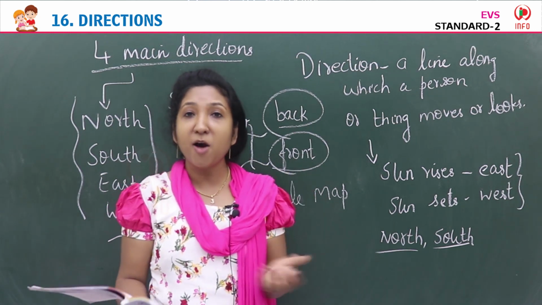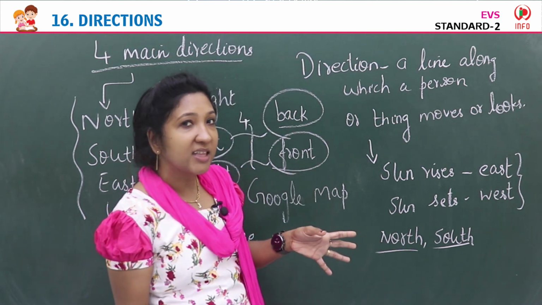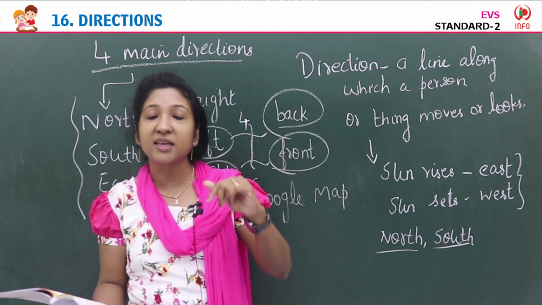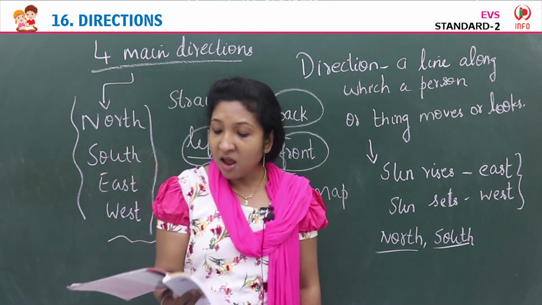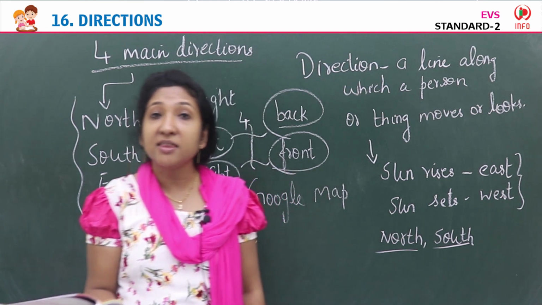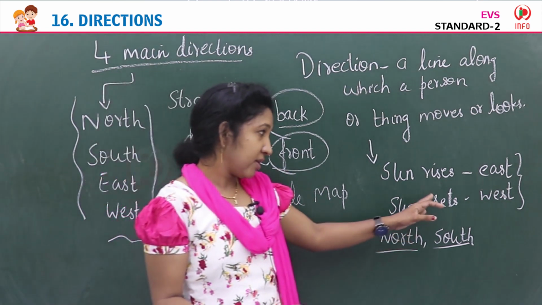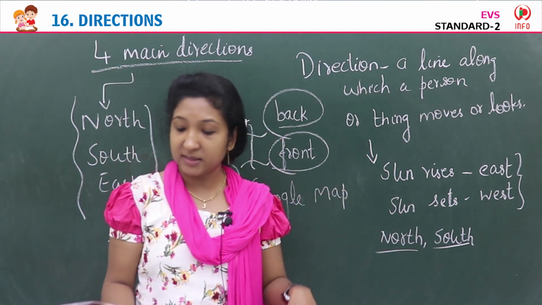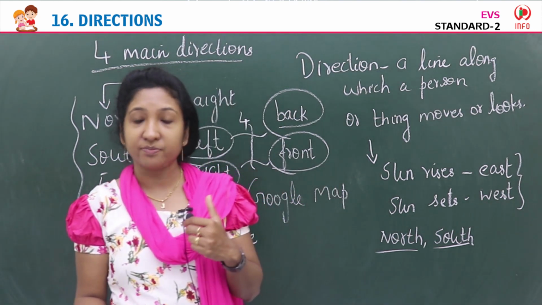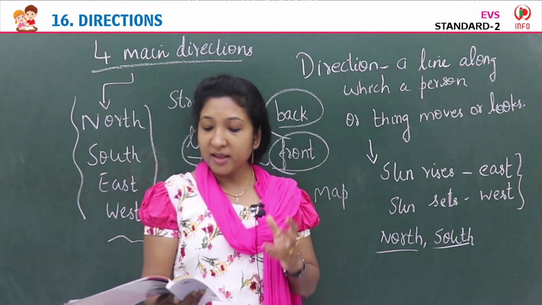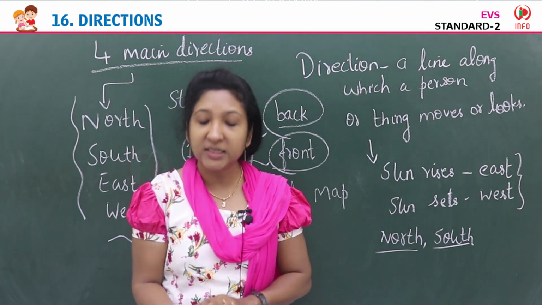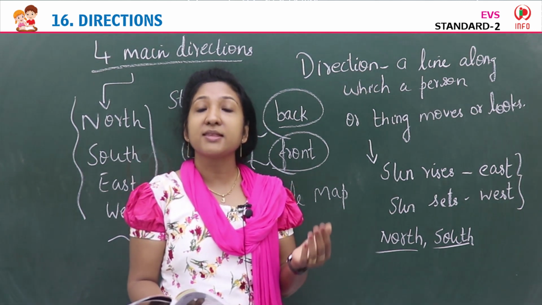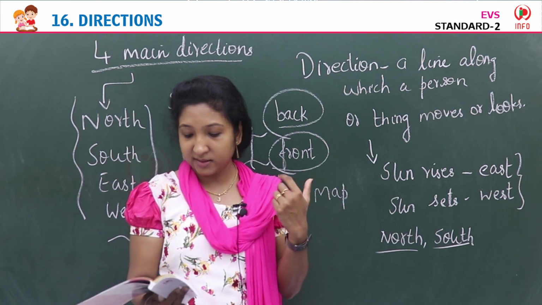Remember, the sun always rises in the east. It rises in the morning. Early in the morning we can see the bright sun rise in the east. The sun always sets in the west. It sets in the evening. Thus you know the four main directions: north, south, east and west.